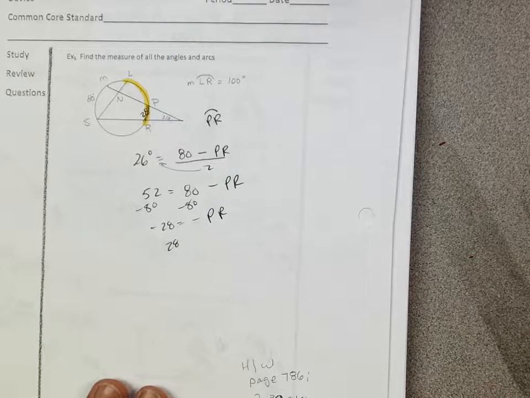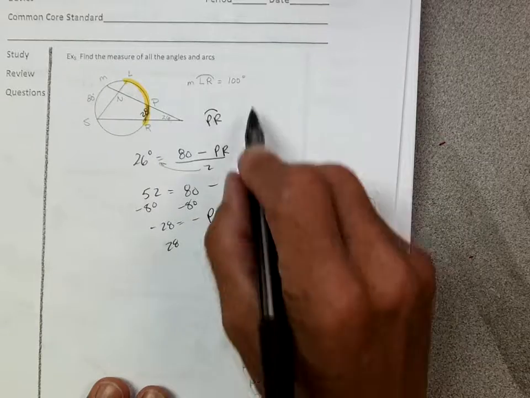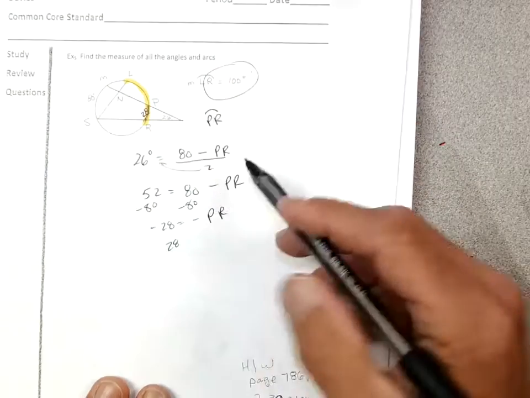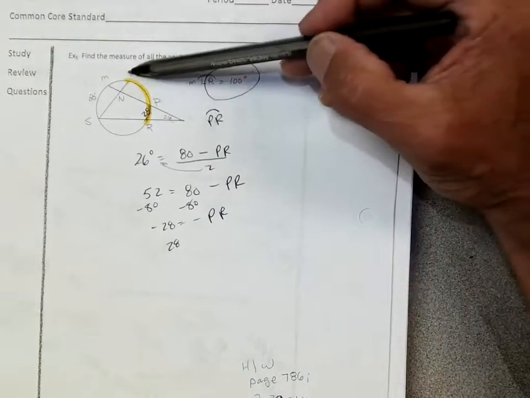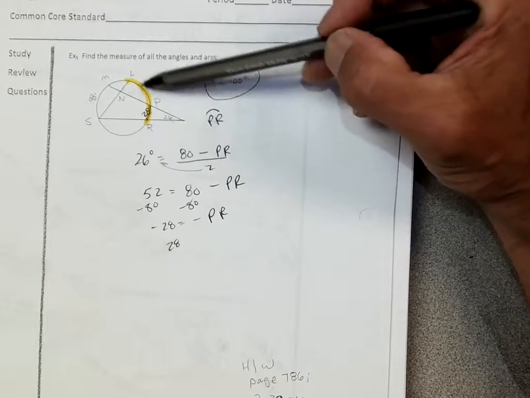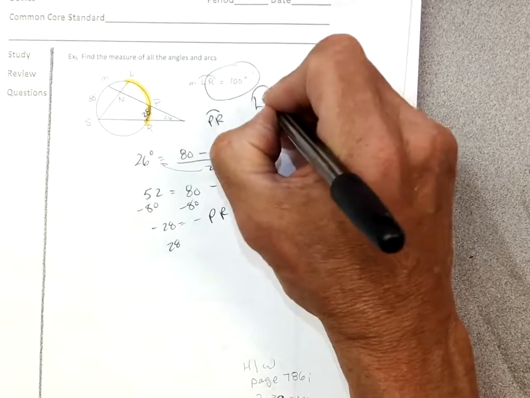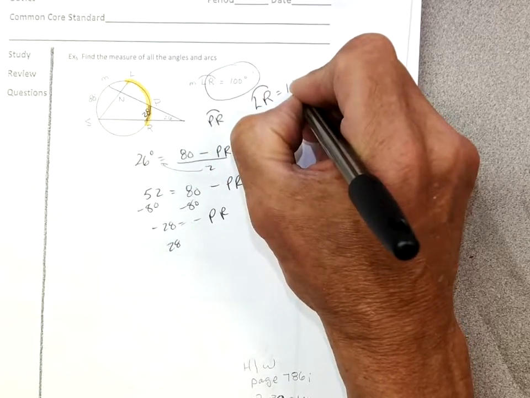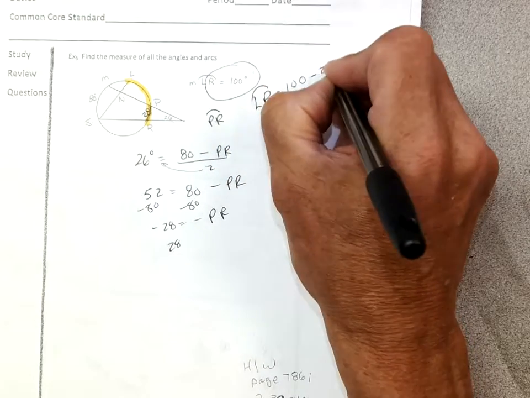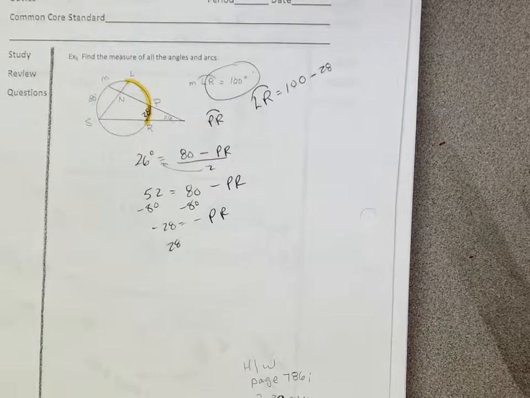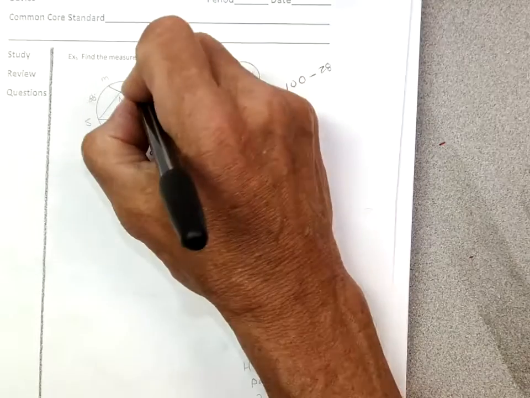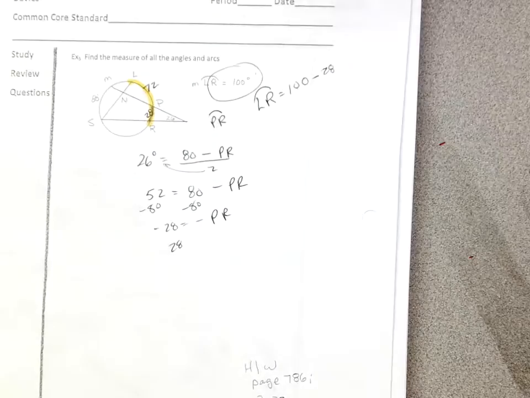Okay. What else do I know? Do I know anything else? Oh, this 100. Let's go back to this 100, right? So if this whole thing is 100, then I can find LR. So LR is just going to be 100 degrees minus my 28, right? Okay, that's 72. All right.